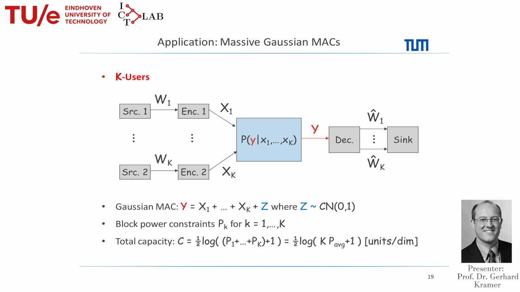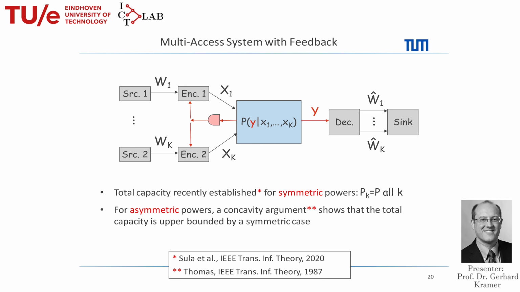So here, let me now go to the application. Suppose we have a massive Gaussian multi-access channel. I'm thinking of a situation really with many, many users. So here I have K of them. Same idea, same model, just with more terminals. The Gaussian MAC is the same. We'll look at block power constraints, and it's known that without feedback, the total capacity, you just take the 1/2 log of the sum of the powers plus 1, in terms of units per dimension. Here I'm thinking of real dimensions. That's the known capacity region.